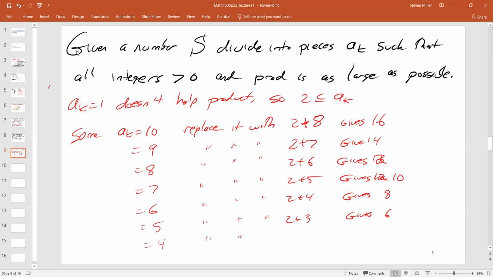If I have 4, what could I replace 4 with? And what does that give? So here we're indifferent. So what we've just shown is that we're never going to have an integer larger than 4. So this gives us that A_k is less than or equal to 4. If I had anything larger than 4 as one of my summands, if I had an 8, I could replace it with a 2 and a 6 and get something larger.